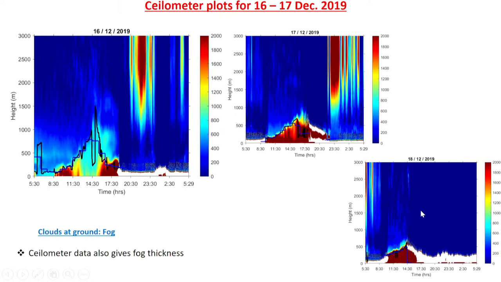We further confirmed it using ground data. This is the ceilometer data. Let me tell you what it gives. A ceilometer is a ground-based laser instrument. It sends a laser signal in the upward direction and receives the backscattered signal up to 7.5 kilometers altitude. If it encounters any cloud in between, then the backscattering will be very high.